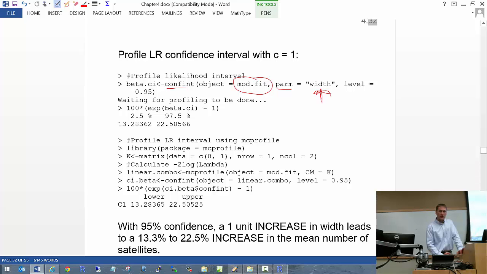That will happen in your next project. Level equal 0.95. And so then if I find the interval for PC itself, I take 100 times e raised to the beta dot ci and subtract off 1, and I get 13.28 to 22.51. So with 95% confidence, a 1 unit increase in width leads to a 13% to 23% increase in the mean number of satellites.